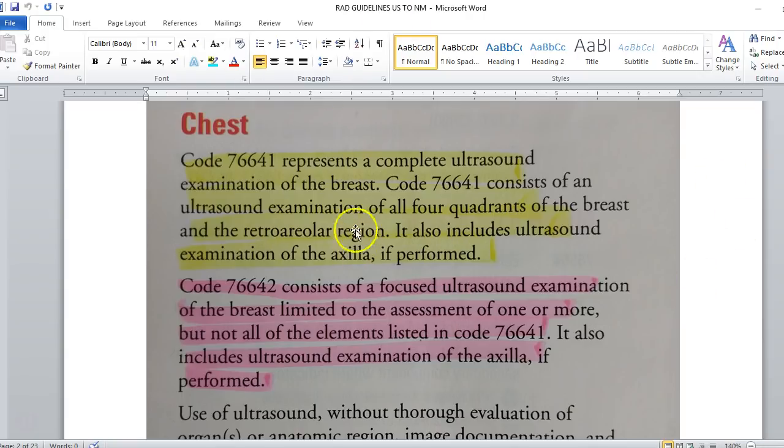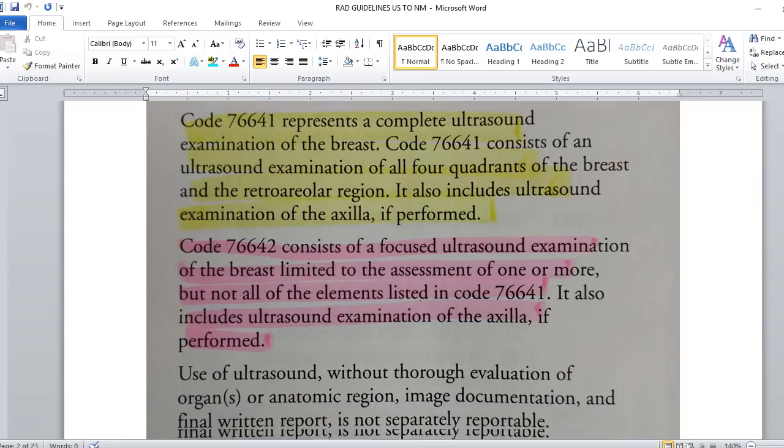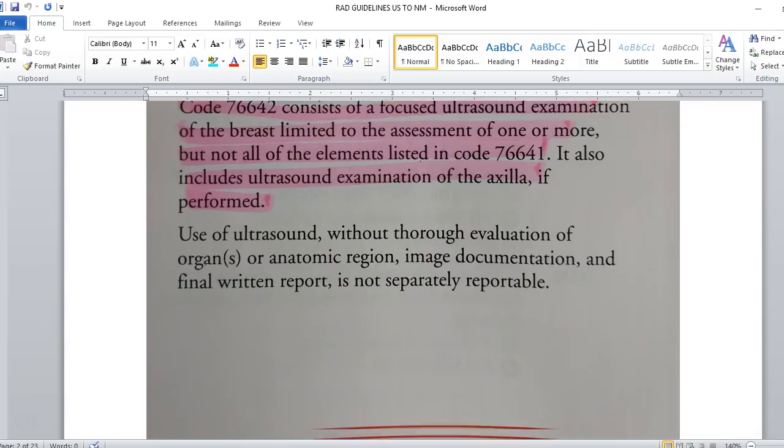And what I did in my code book, just to let you know the difference, the different colors, I highlighted the codes as well to remind myself which guidelines go with which codes.